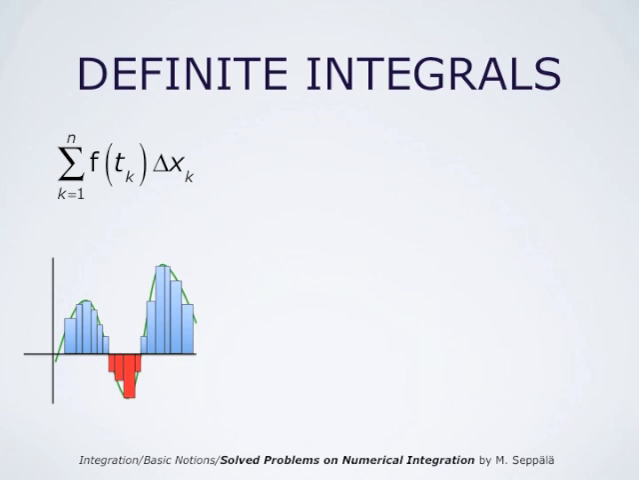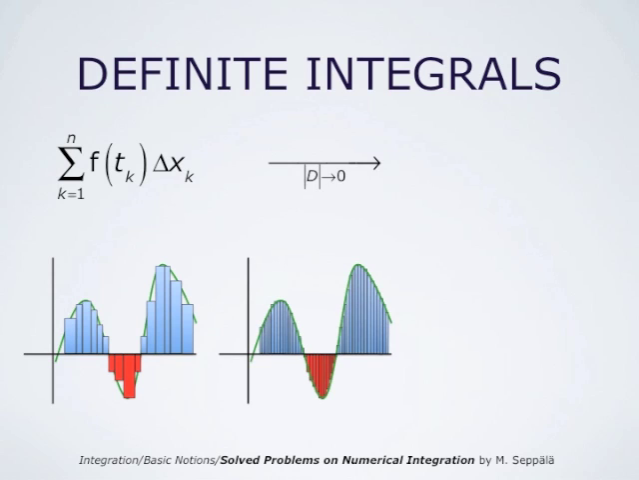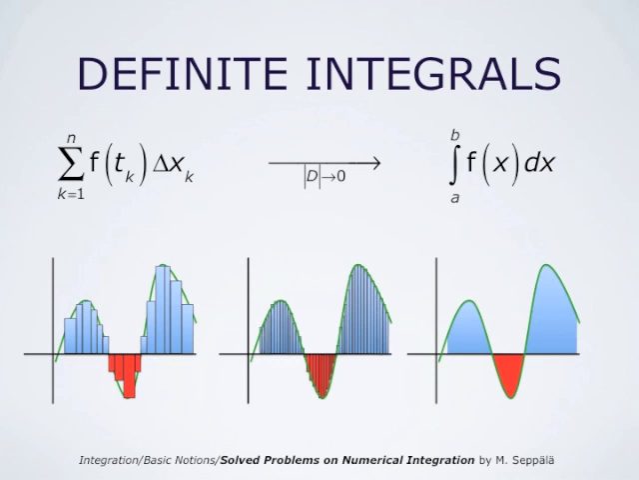If f at tk is positive, then f at tk times delta of xk is the area of the rectangle based on the kth subinterval with height f at tk. If f at tk is negative, then the quantity f at tk times delta of xk is the negative of the corresponding rectangle, the ones which are shown in red here in this picture. Then one takes finer and finer decompositions, so at the limit as the length of the longest subinterval in the decomposition approaches 0, one gets the definite integral from a to b of the function f of x dx.